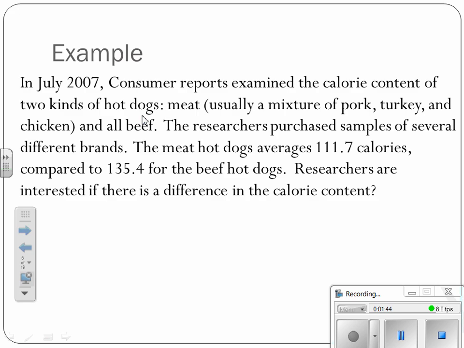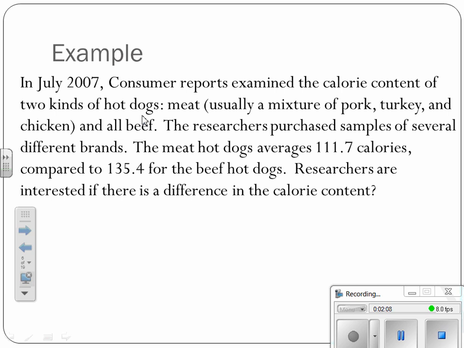So let's take a look at one example here. In July 2007, Consumer Reports looked at two kinds of hot dogs, a meat hot dog and an all beef hot dog. The researchers got several different brands and they found the average calorie count for meat was 111.7 compared to 135.4 for the beef. So they're interested, is there a difference?